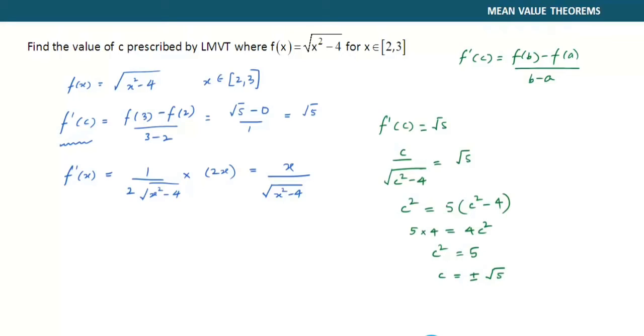But again, just check where the c should lie. Yes, c should lie in the range from 2 to 3. So the answer is nothing but c is equal to root 5. That is the answer we wanted. Minus root 5 will be rejected. So this is the simple problem on LMVT, how you apply LMVT in simple problems.